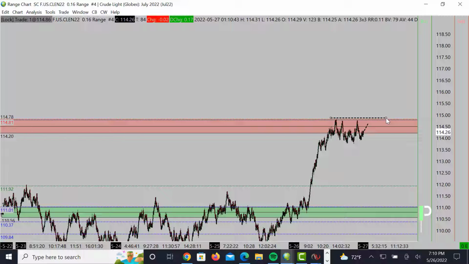Again, if we stay beneath this level 114.78, we are going to be looking to short it right back down into those 111.92s and 111 and 110.56. So keep an eye out for that on crude oil. But that pretty much wraps it up for S&P 500, gold, and also oil.